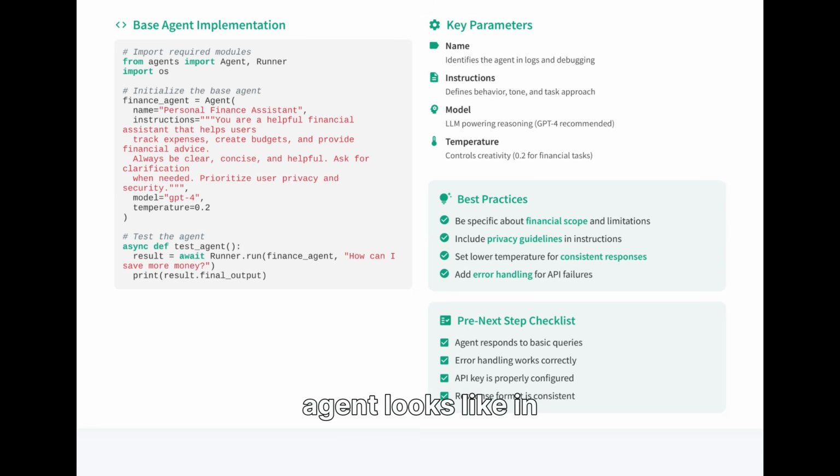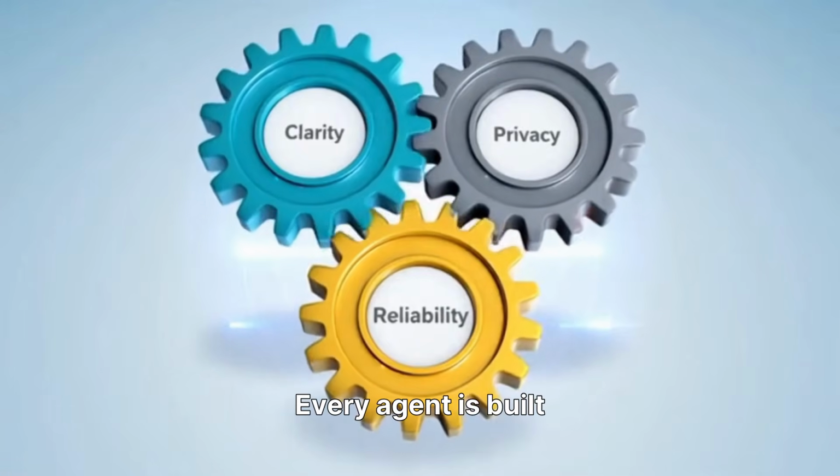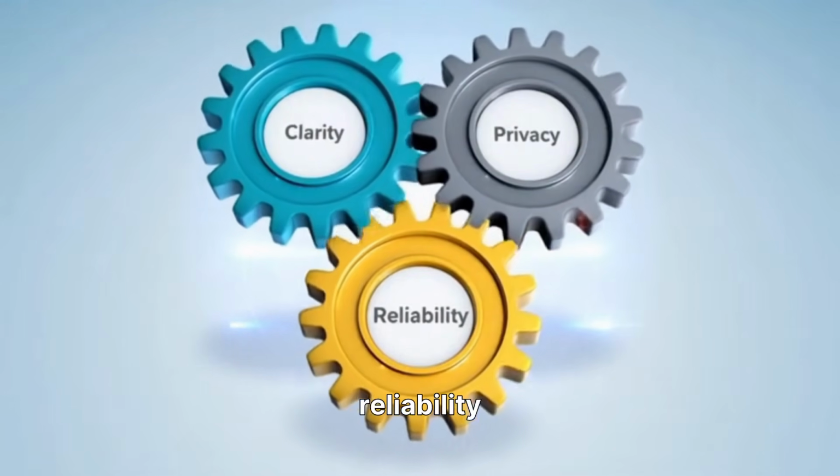Here's what the base agent looks like in code, from agents import Agent, finance_agent = Agent. We keep the temperature low for consistent, factual financial responses. Then we add tools like get_transactions and analyze_spending to enable real actions. Every agent is built around clarity, privacy, and reliability.